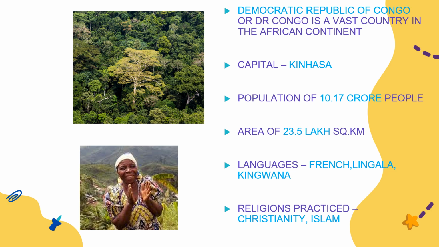This country called Democratic Republic of Congo is located in the middle of the African continent, and it is one of the largest countries in Africa. The capital is Kinshasa, and it has a population of almost 10.17 crore people. There are different languages like French, Lingala, Kingwana. So these are the languages spoken by these people. Different religions such as Christianity and Islam are practiced in this country.